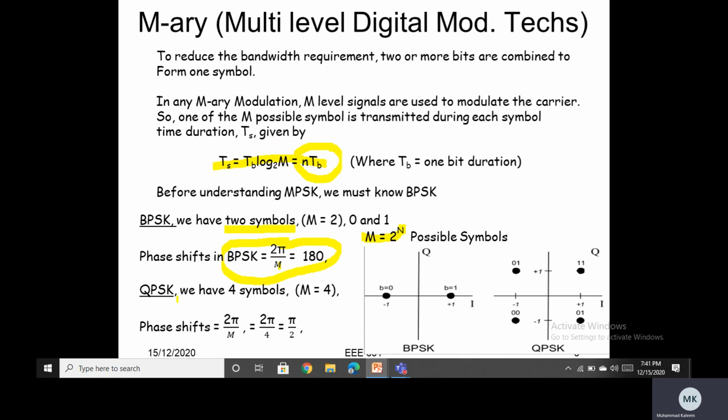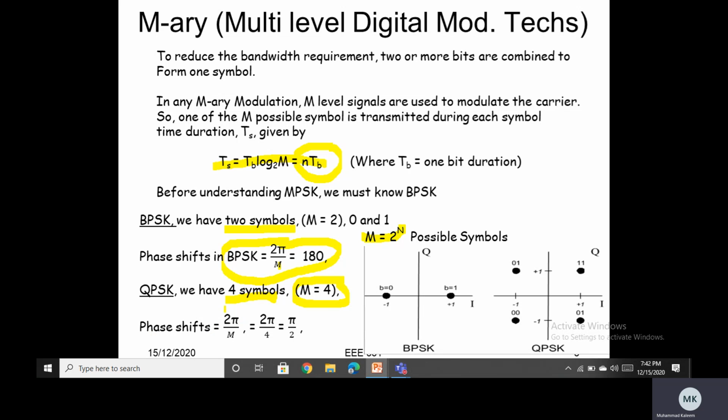And if we continue our discussion, in case of QPSK, we have 4 symbols. How we calculate 4 symbols is, because in QPSK we use 2 bits per symbol. So from this simple formula, plug value of n equal to 2. So 2 raised to the power 2 means the value of M becomes 4. So if M is 4, then the second thing you need to know is the phase shift between these 4 symbols, which can be calculated again from this formula.